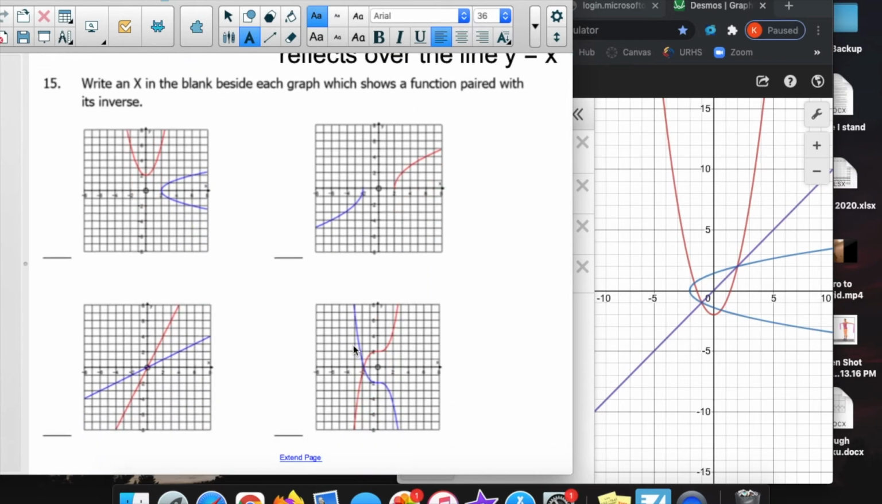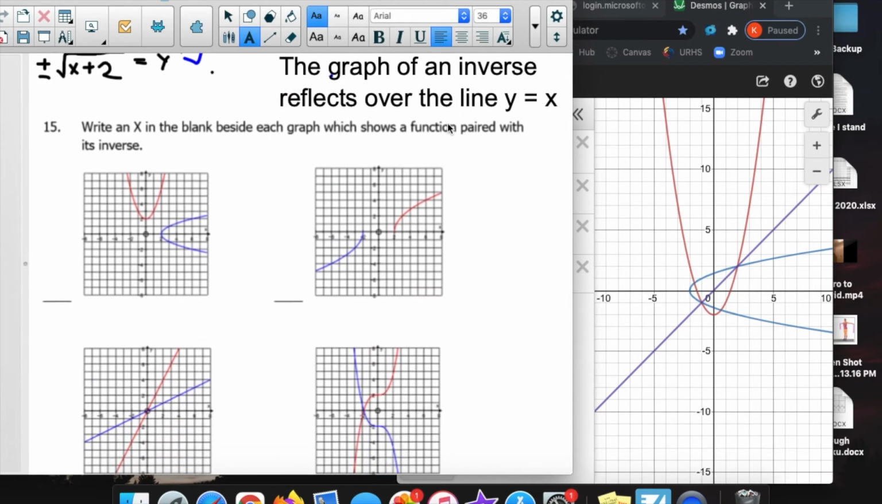Okay. So just one more question that I'll go over and then I'll be done. This one says, write an X in the blank beside each graph which shows a function paired with its inverse. In this case we're not given the equation, so we're not able to check it that way. The only thing we can use is this right here: does the graph reflect over the line y equals x? So what you can do is include a line, y equals x, cutting diagonally from the bottom left to the top right corner, and I'll include that in every graph here.